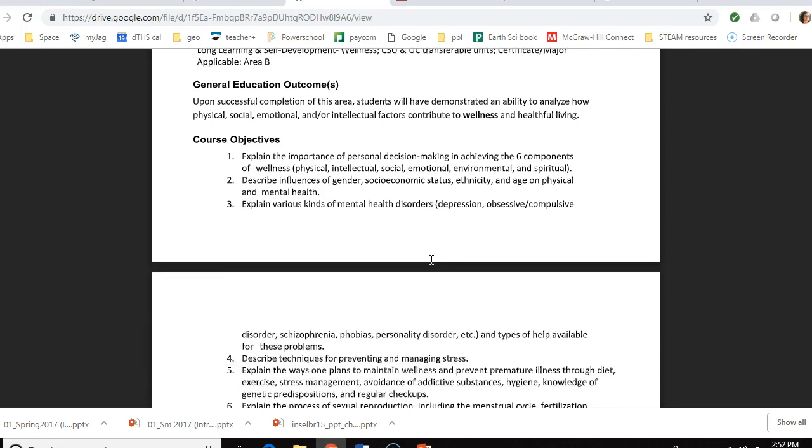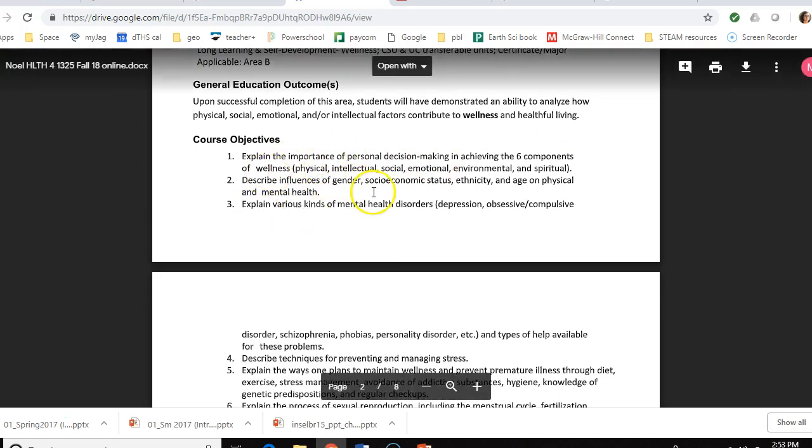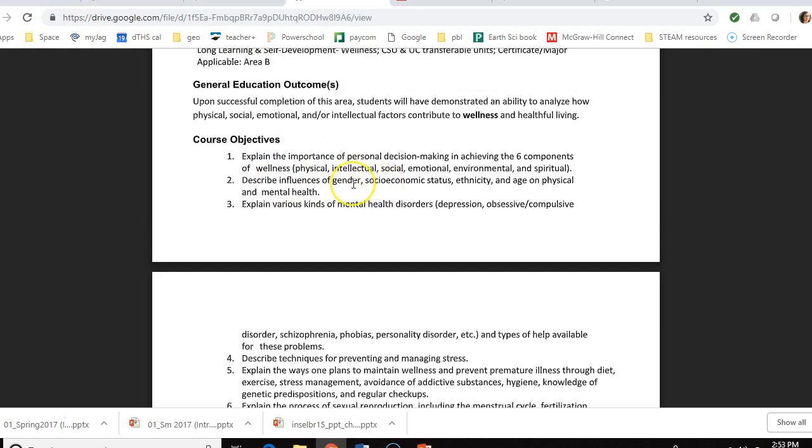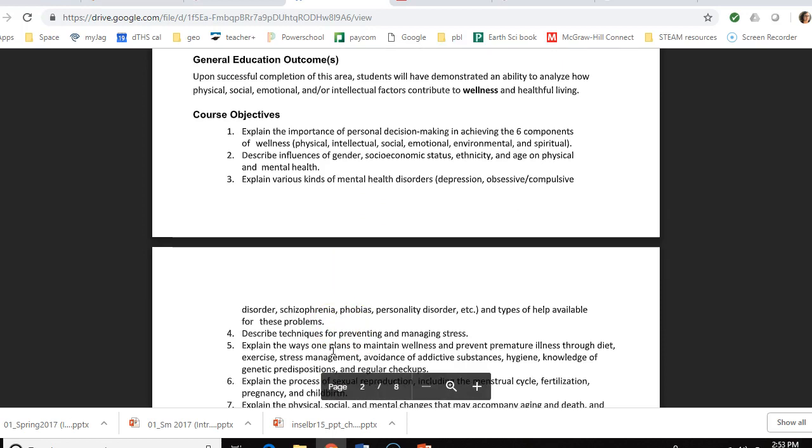All right. We're going to talk about things such as decision-making when it comes to those 6 components of wellness. We talked about how gender and socioeconomic status can affect health. We're going to talk about mental health disorders. This is especially important in college students and is becoming more and more prevalent in society in general. And it's not that more people are depressed, it's that more people are recognizing that as a true problem. Okay, we'll talk about that.